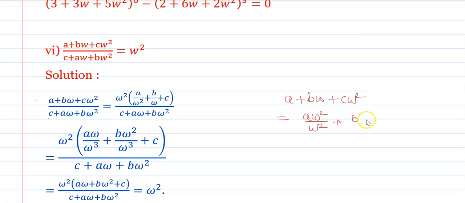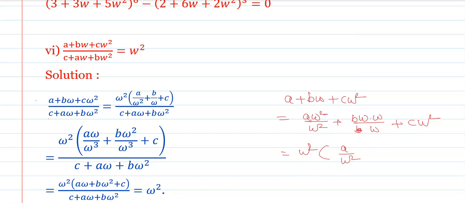Next, B. Okay, if ω² is to be taken common, that's why I want to multiply this Bω in the numerator and the denominator with ω, and keep the last term as it is, ω². Now Aω², Bω², Cω². Take ω² as common, and then in the bracket you will get, what is it? A upon ω². This is the first one.